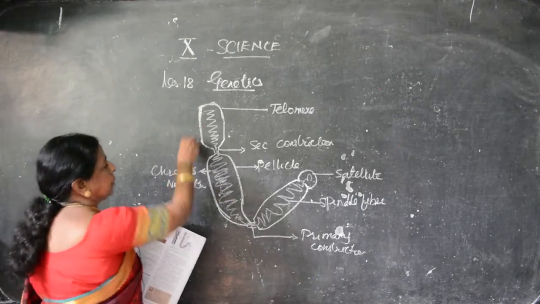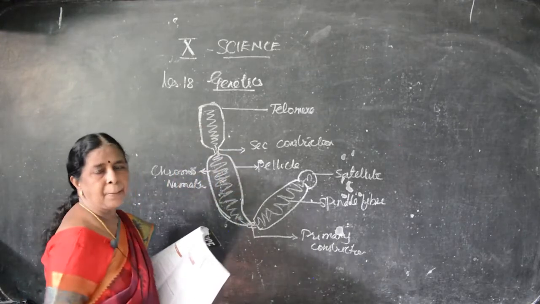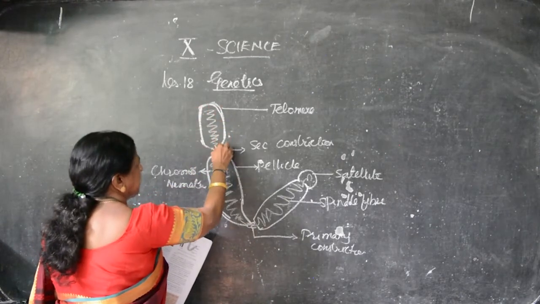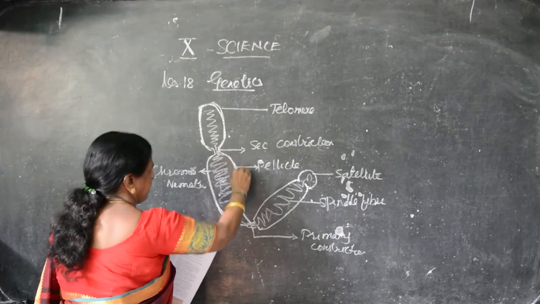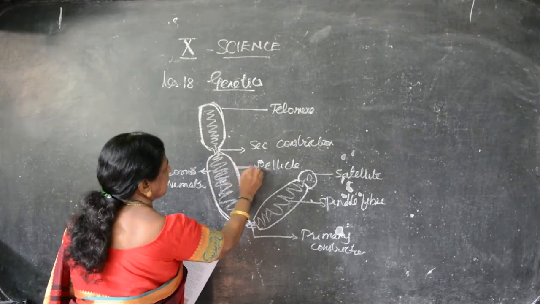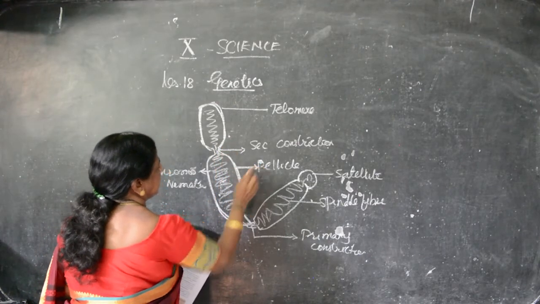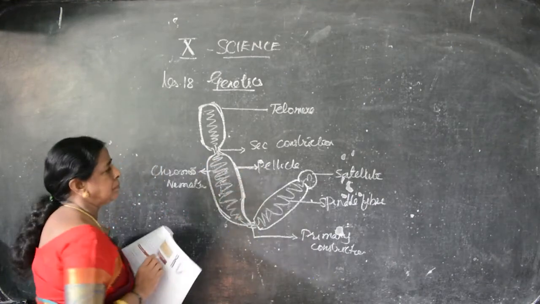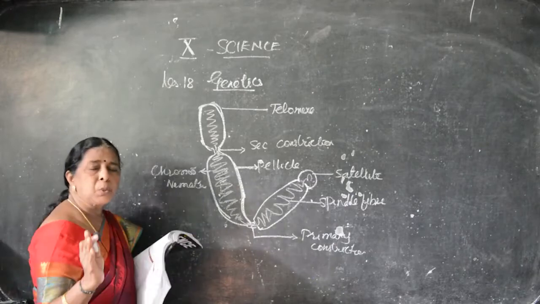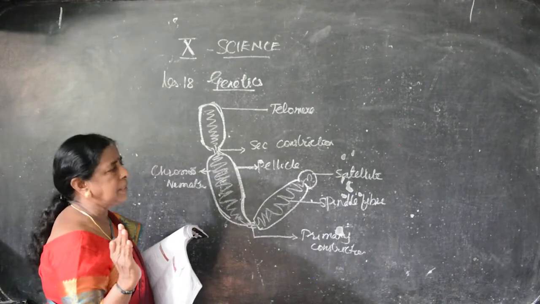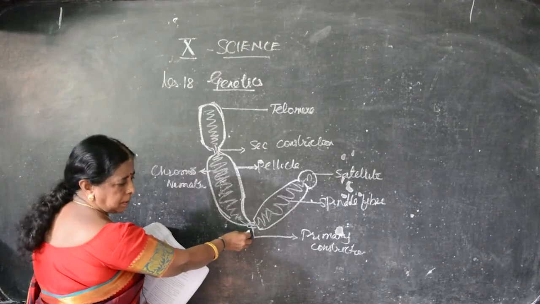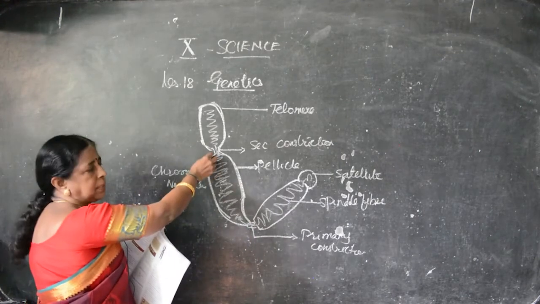So this is the outer cover. The outer cover is known as pellicle. This is the outer cover of the chromosome. This is known as what? Pellicle. This is pellicle. Clear, children? Listen, clear? You have to label the parts very clearly. Here the chromosome is constricted on 2 sides, that is, it becomes narrow. The first one is primary constriction, the second one is secondary constriction.